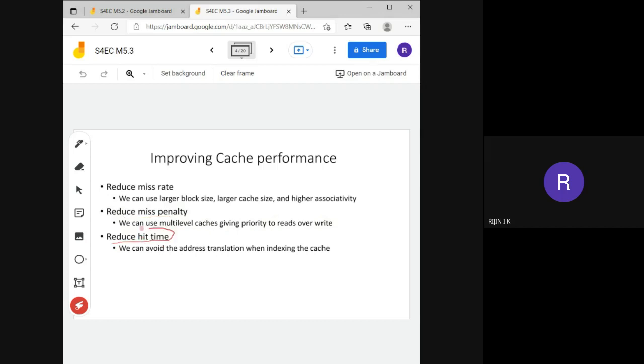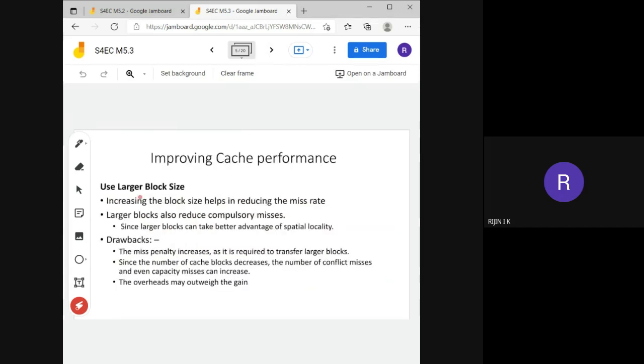Then the last one is reducing the hit time. For reducing hit time, we can avoid address translation by indexing the cache. So these are the things that we need to perform for improving cache performance. Now we can see what this large block size and the others are in detail.